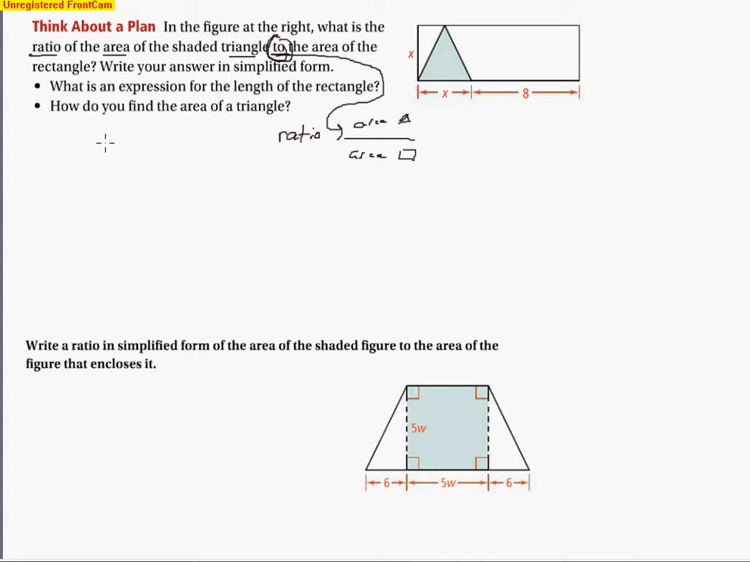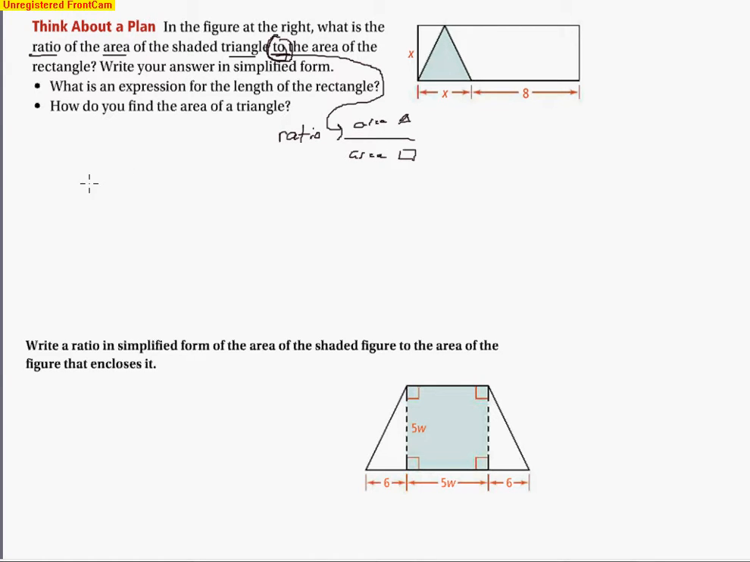So it says, what is the expression for the length of the rectangle? So let's go ahead and look at the length here as x and 8 for the rectangle. And now they're saying, how do you find the area of the triangle? So they're just giving us some hints on this problem. So basically, let's start with the triangle.